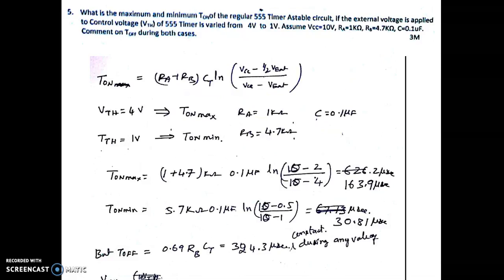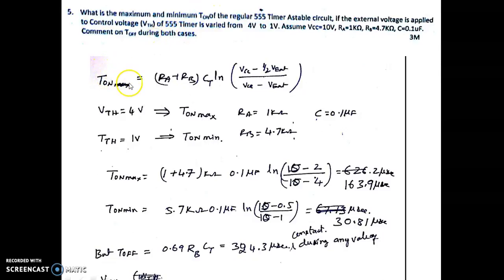And the next question on the same topic is: what is the maximum and minimum on time of a regular 555 timer astable multivibrator when external voltage is applied? The control voltage of the 555 timer is varied from 4 volt to 1 volt. Assume VCC as 10 volts, and the values of RA, RB and C are given. You are asked to comment on the off time of this 555 timer during both the conditions.